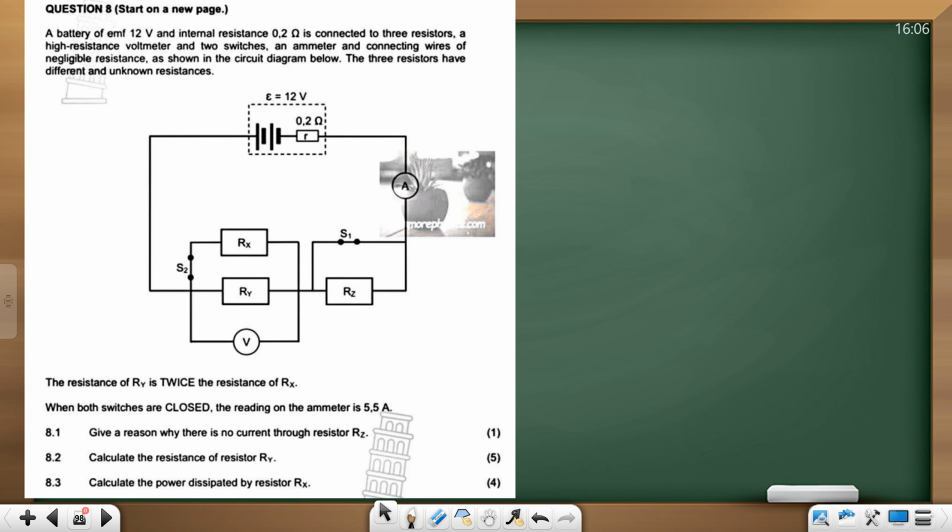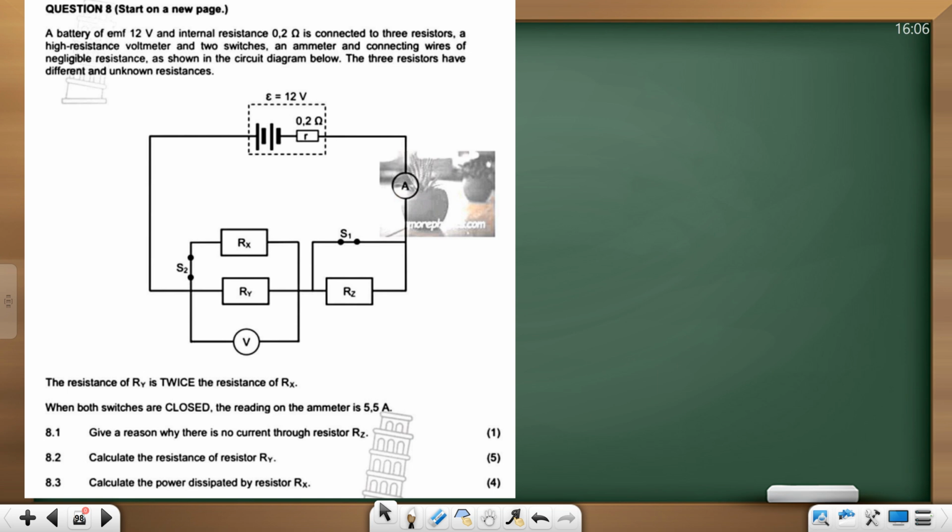As shown in the circuit diagram below, the three resistors have different. Please take note, they always either use the word identical or different. If they're identical, then the R values are the same. But now we are specifically told that they are different. That's a very important information that they've given us.